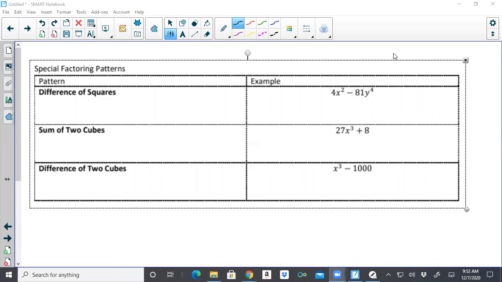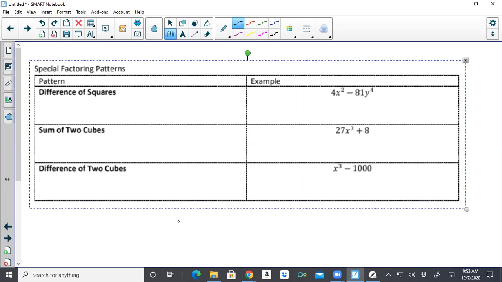So section 4.4, sorry, is all about recognizing different types of things that we can factor. These are three very unique and distinct things that we are going to use to factor. They're called the difference of squares, sum of two cubes, and difference of two cubes.